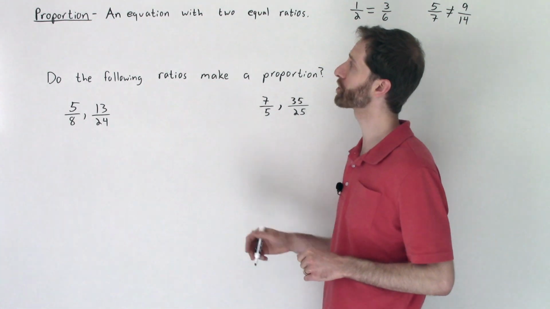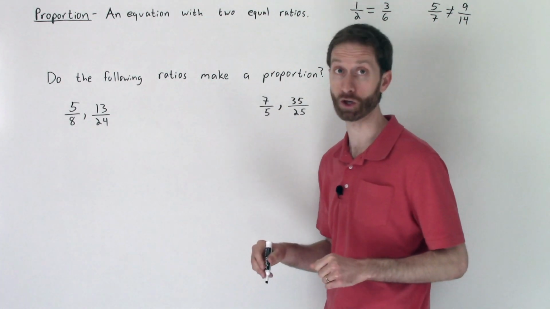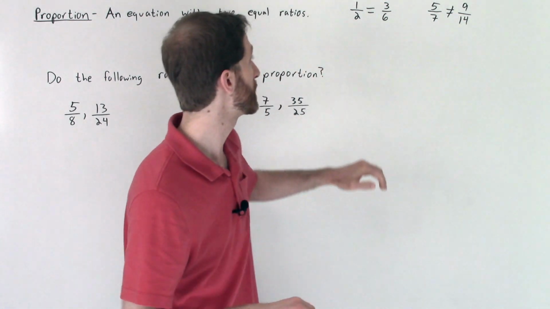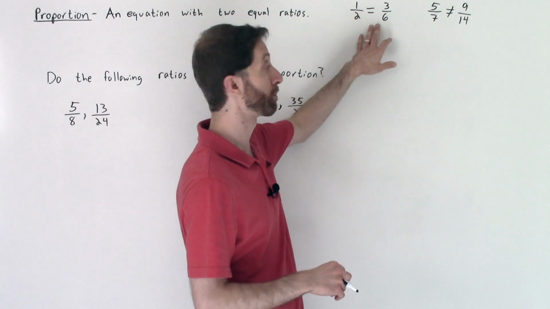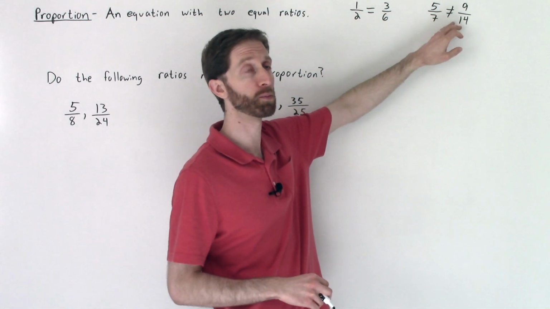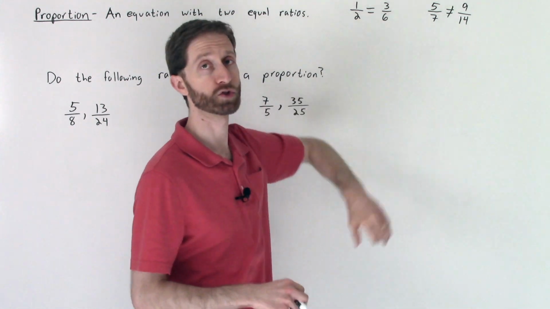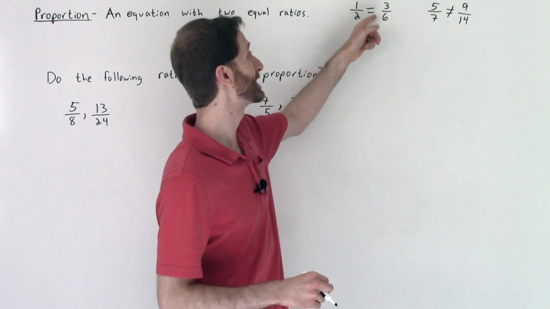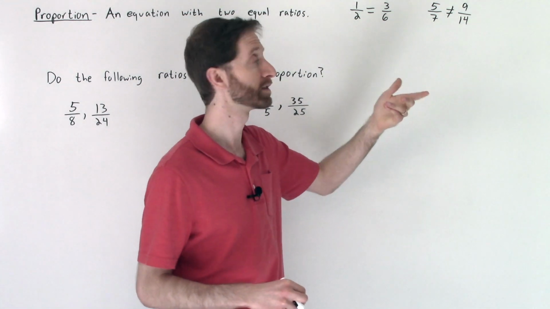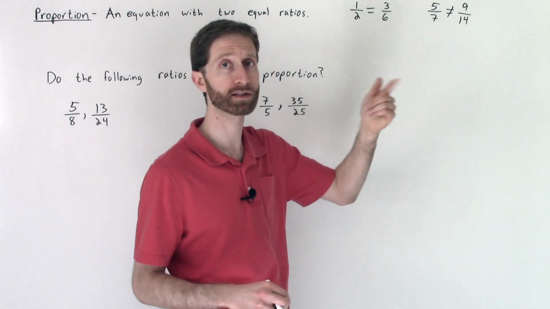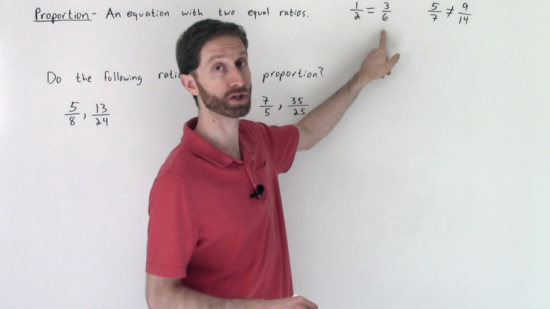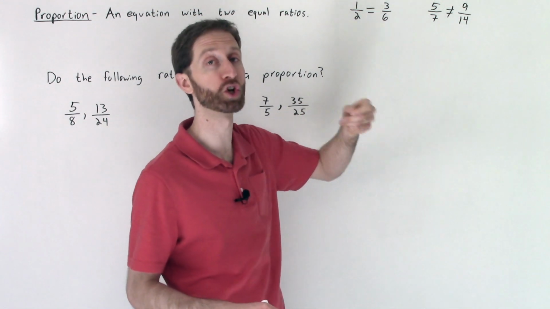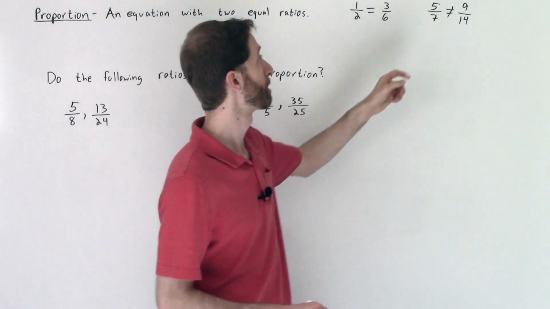This says a proportion is an equation with two equal ratios. And I've given you an example up here, one of a proportion and one of something that is not a proportion. Here we have two ratios, 1/2 and 3/6. 1 to 2 is the same as 3 to 6, or 1/2 is equal to 3/6. So this is considered a proportion, or you could say 1/2 is proportional to 3/6.